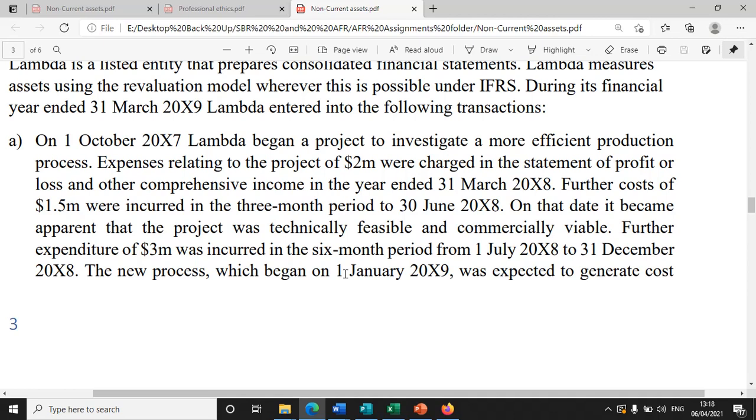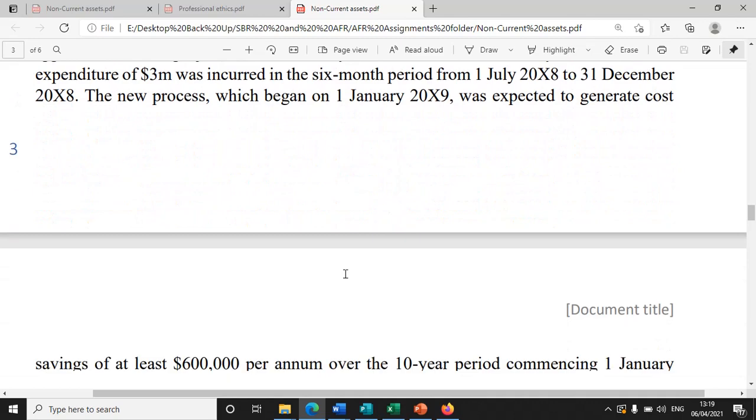Yes, 75,000. And so the CV will be 3 million minus 75,000, which will be 2,925,000. All right, so that's what you do on the first question.